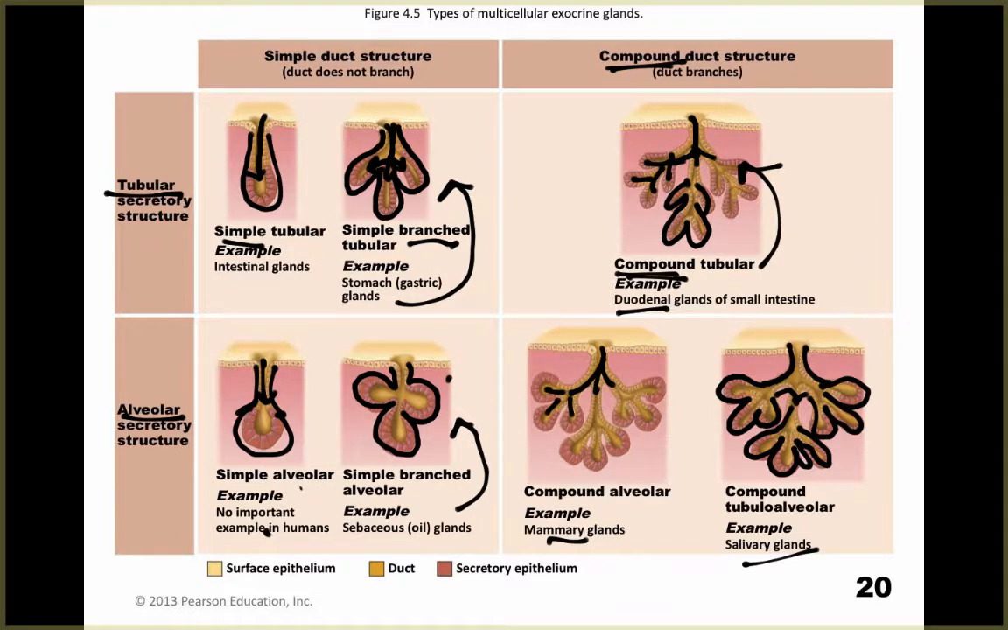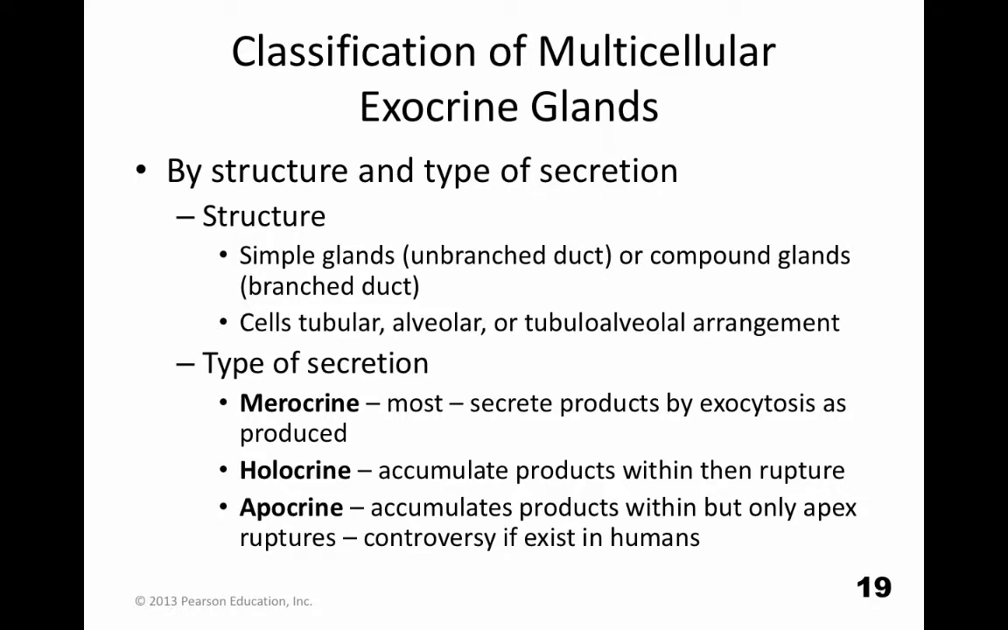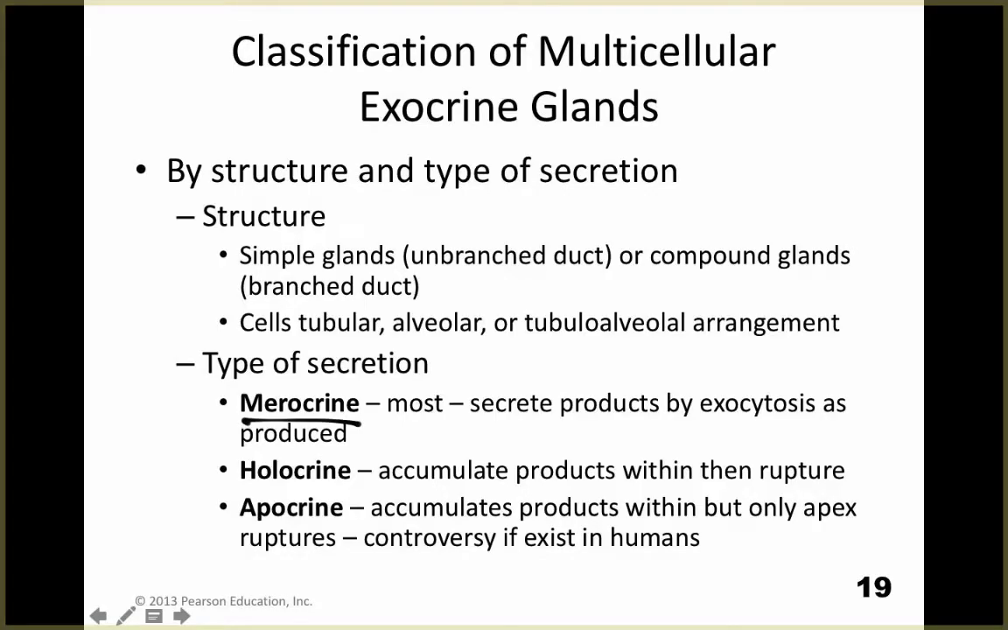So basically you're looking and just saying, okay, do I see tubes? Do I see circles? Do they just branch once, that's simple, or do they branch multiple times? That's compound. So this is how you can basically subdivide them, their structure is the first way. The next is the type of secretion. So merocrine is the first one.